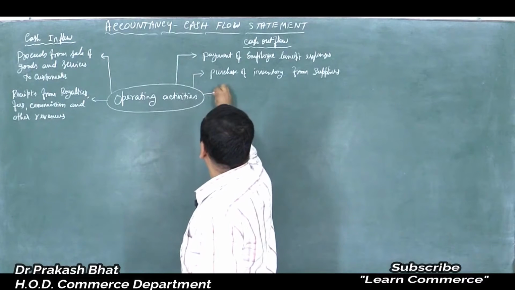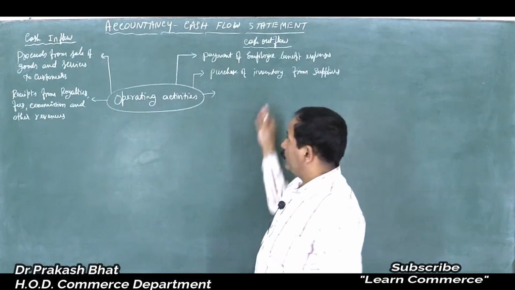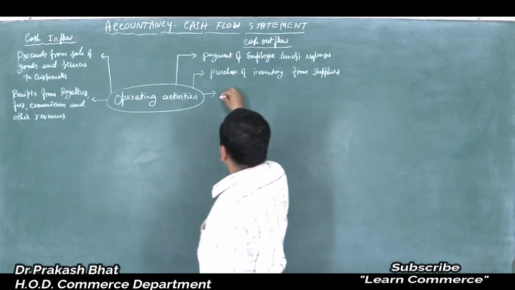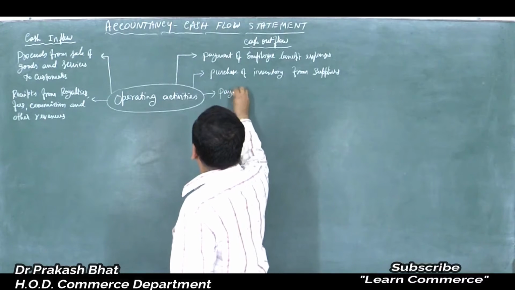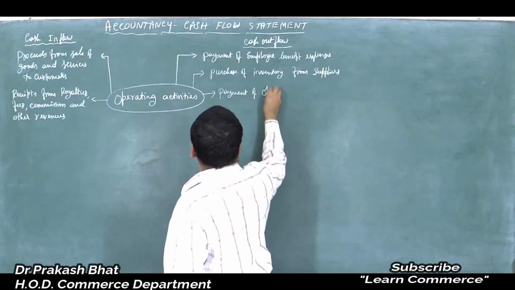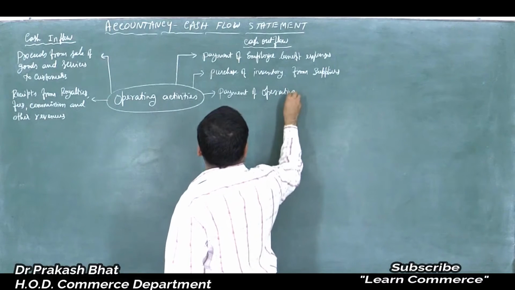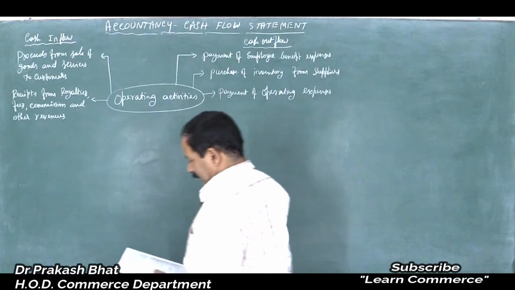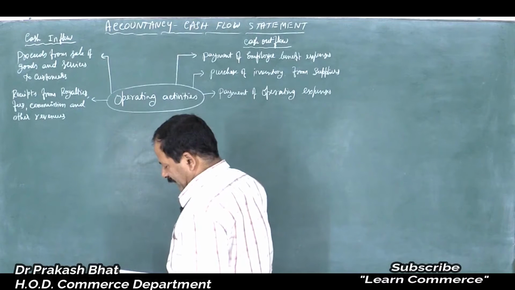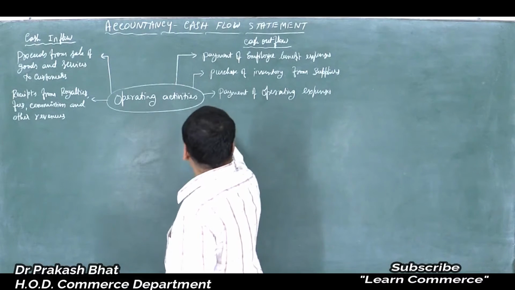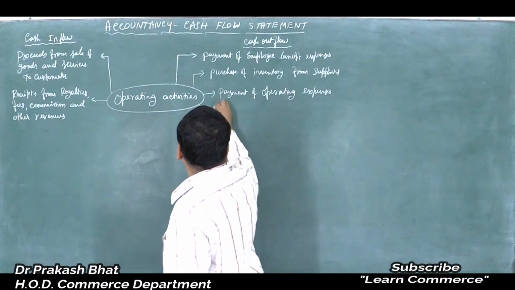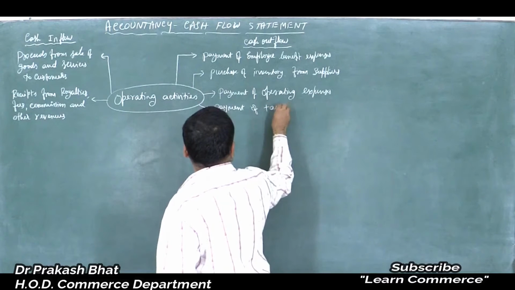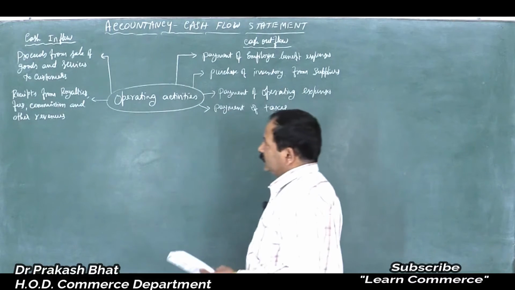Then the third one, remember, these are all outflows: payment of operating expenses. Then the last one is payment of taxes. Taxes, right? Yes, that's all.